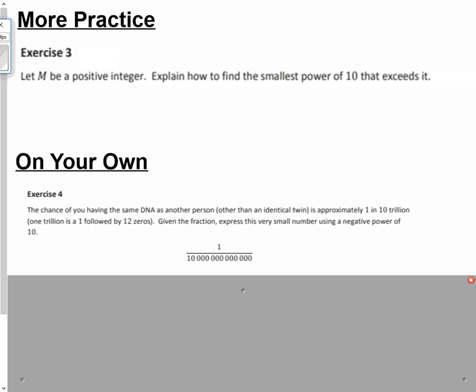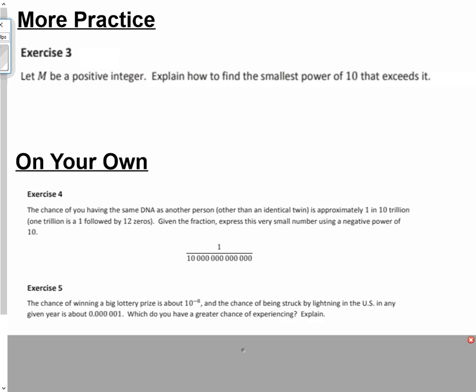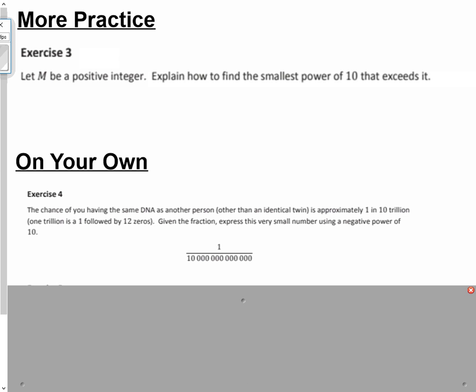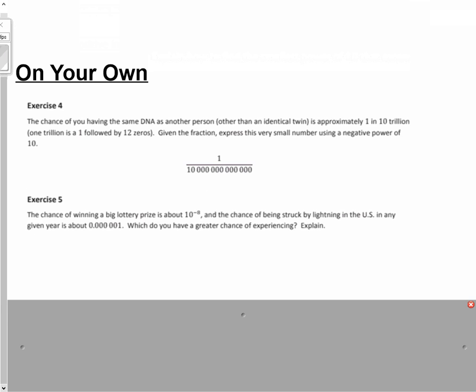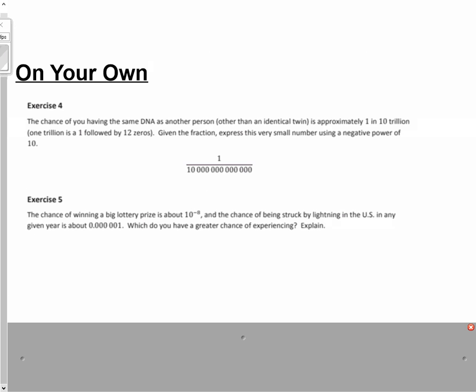All right, if you want to know how to do examples 3, 4, 5, and 6, we'll do number 4 together because number 4 has to do with the negative. Scratch that, number 5 we're going to do together. So the chance of winning a big lottery prize is about 10 to the negative 8th power, and the chance of getting struck by lightning in the United States is about 0.000001. So which do you think has a greater chance of happening, winning the lottery or getting struck by lightning?